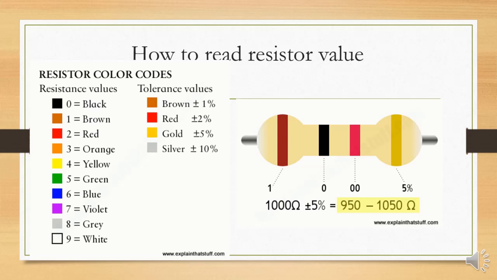Now the rightmost color is gold, so the tolerance will be 5%. So hence we can write down that the value of the resistance is 1000 ohm with a tolerance value of 5%, which in other words you can say the value of the resistance may vary from 950 to 1050 ohm.